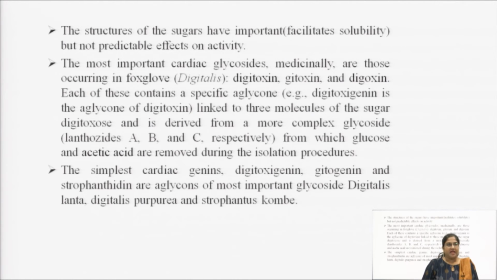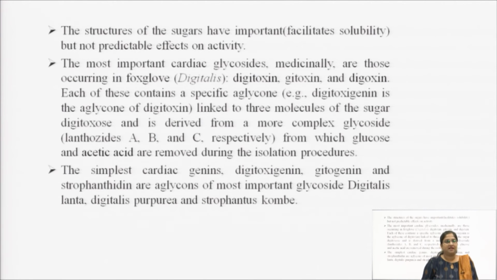And the most important cardiac glycosides medicinally are those occurring in foxglove, digitalis. Foxglove is a type of plant that gives us digitalis. Digitalis has digitoxin and digoxin in it. So: foxglove, digitalis, digitoxin, gitoxin and digoxin.